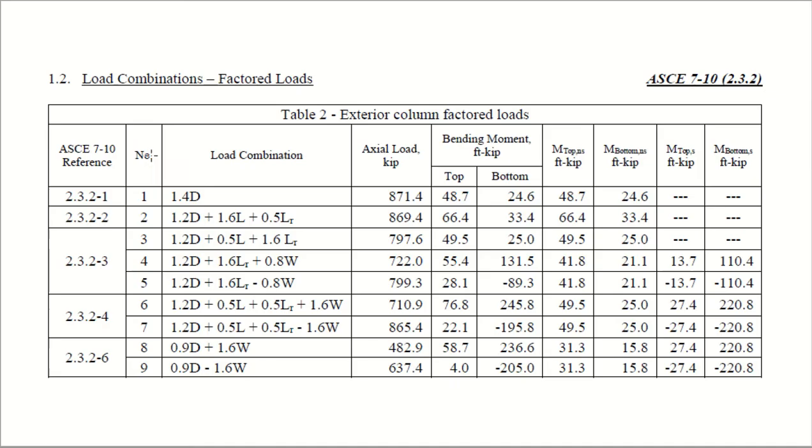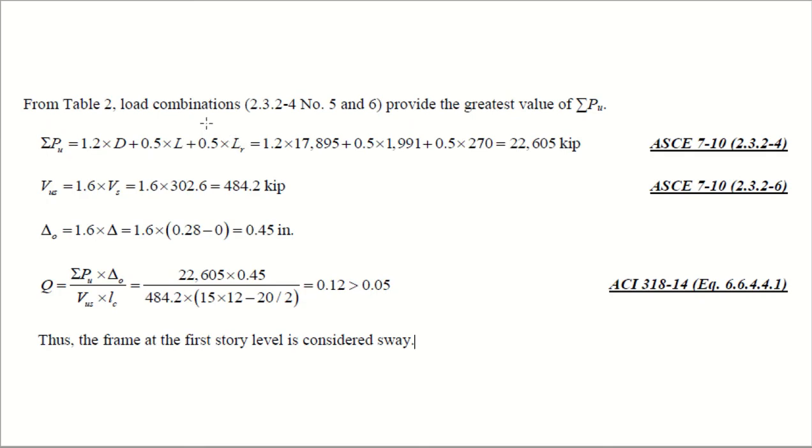From table 2, this is table 2, load combinations 2.3.2 to 4, number 5 and 6 provide the greatest value of delta summation of Pu. So summation of Pu is equal to 1.2 dead plus 0.5 live plus 0.5 roof live. So this gives you 22,605 kips. Okay, and the reference is mentioned here. Vu, the ultimate shear, is given by this equation, and delta naught is given by this equation.